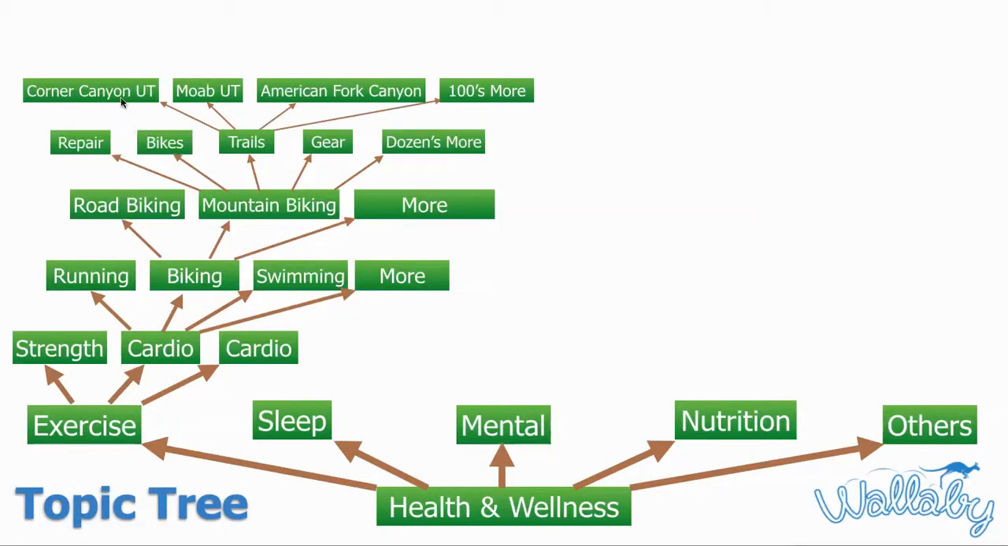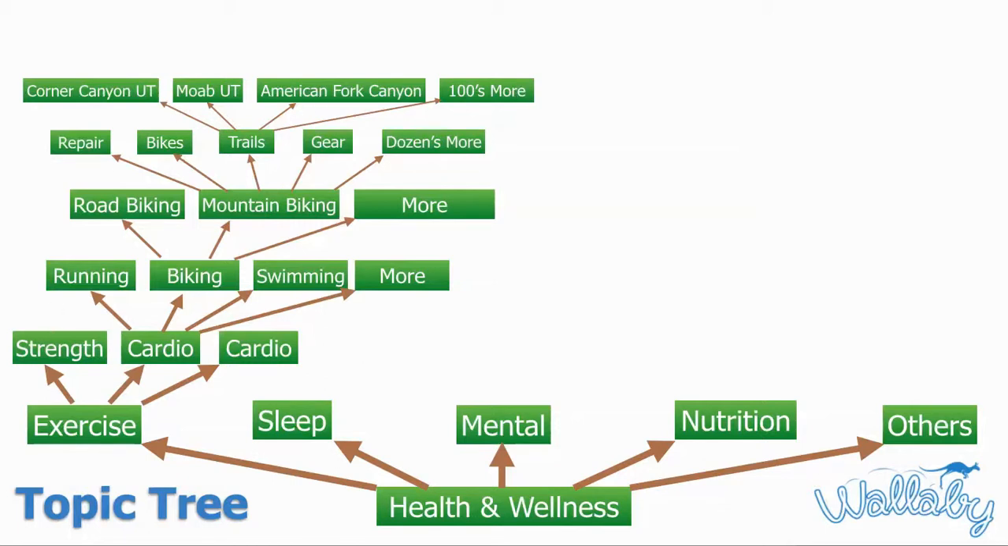So we could talk about, now one of my favorite places to go is Corner Canyon in Draper, Utah. So we could talk about trails in Corner Canyon, Utah, or Corner Canyon, Draper, Utah, or in Moab, Utah, or American Fork Canyon is another place nearby me. There's hundreds more, we could just think about all the locations anywhere. The types of trails, the different seasons.